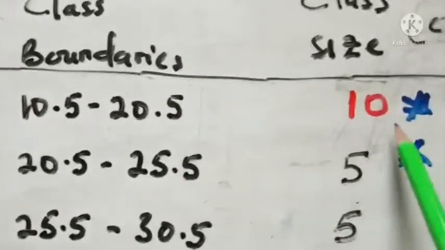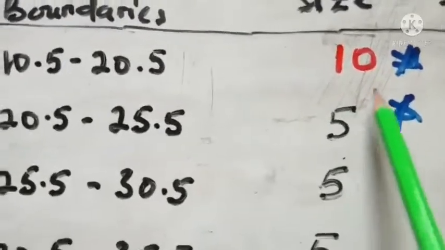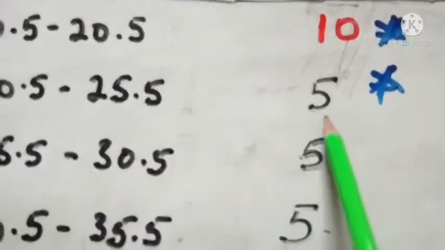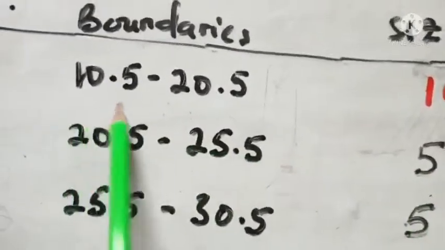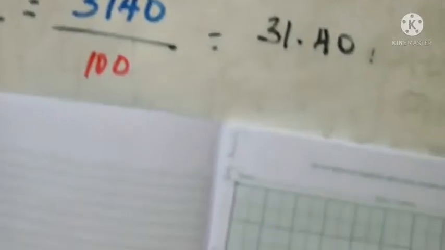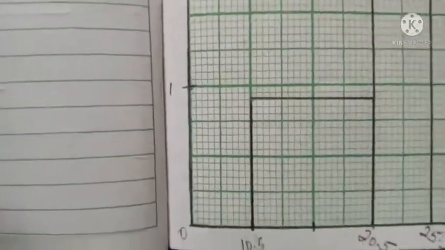And the size is 10. That 10 is bigger than 5, so this one has to be automatically bigger than these ones. This room has to be bigger than this room, right? Okay, so from 10.5 to 20.5. So we are starting at 10.5, right? And then we are going to end at 20.5. So 10.5 is here. This is our 10.5, the starting point, right?